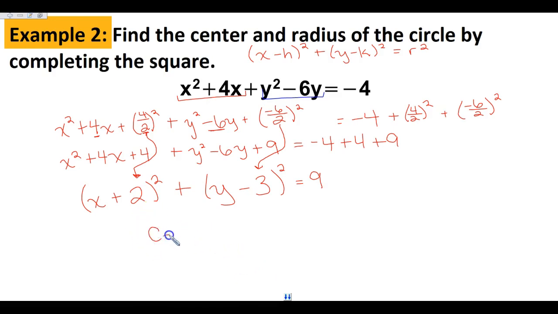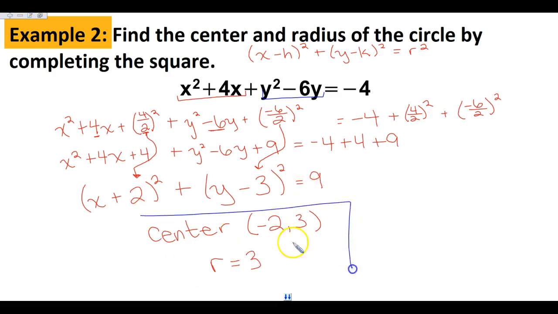So now to find the center, I can just look at the equation of my circle. And remember, the standard equation is subtracting. So what am I subtracting here? I'm subtracting a negative 2. What am I subtracting here? I'm subtracting a positive 3. This is r squared, so I'm going to square root this to get my radius, which is 3. Okay, so this is my answer.